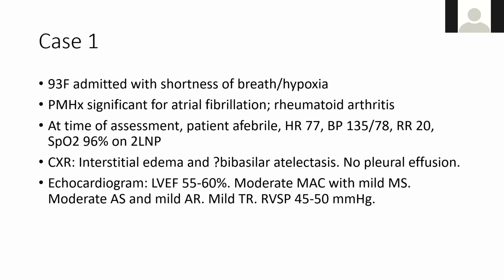So to get started, the first case is that of a 93-year-old female who was admitted with shortness of breath and hypoxia. Her past medical history is significant for atrial fibrillation, rheumatoid arthritis. At the time of assessment, she was relatively stable, but requiring supplemental oxygen, 2 liters by nasal prongs. And her chest X-ray had shown some interstitial edema as well as bibasal atelectasis, but no pleural effusions. She also has a previous echocardiogram that showed an ejection fraction of 55 to 60%, mild mitral stenosis, moderate aortic stenosis, mild aortic regurgitation.